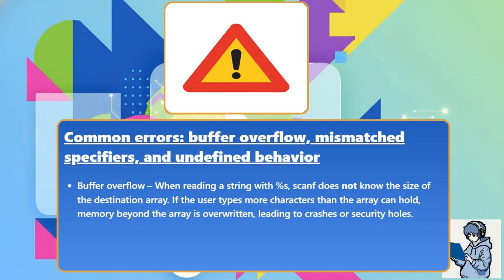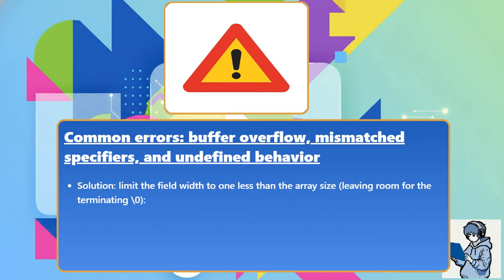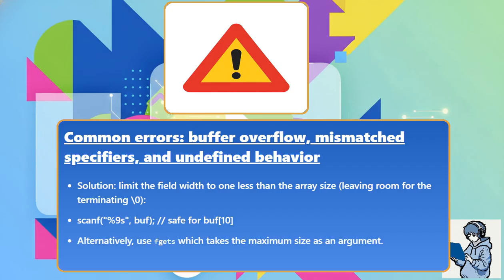Buffer overflow: when reading a string with %s, scanf does not know the size of the destination array. If the user types more characters than the array can hold, memory beyond the array is overwritten, leading to crashes or security holes. char buff[10]; scanf("%s", buff); // Dangerous, can write past 10 bytes. Solution: limit the field width to 1 less than the array size, leaving room for the terminating \0. scanf("%9s", buff); // safe for buff[10]. Alternatively, use fgets, which takes the maximum size as an argument.